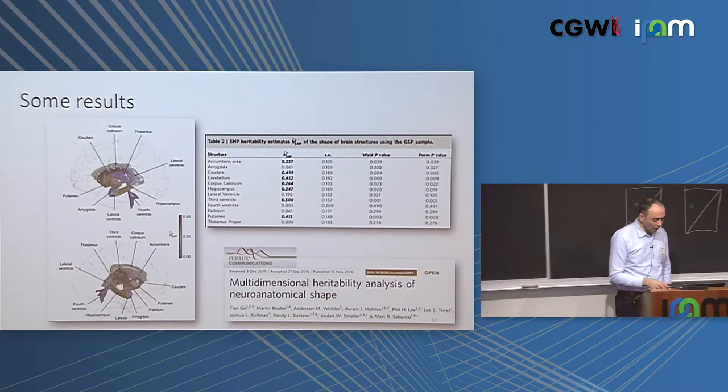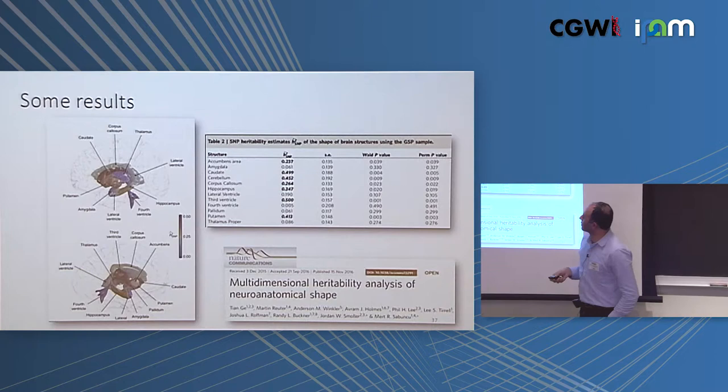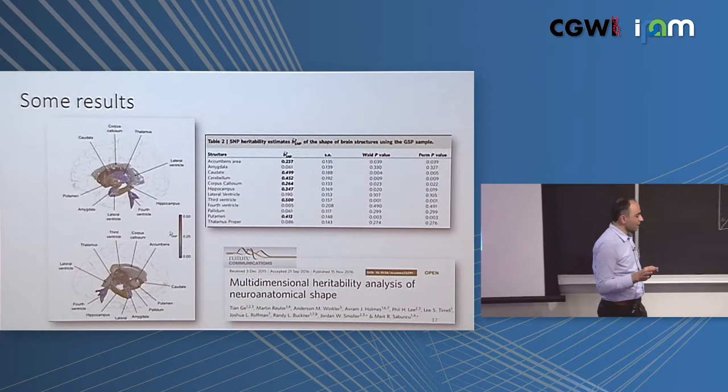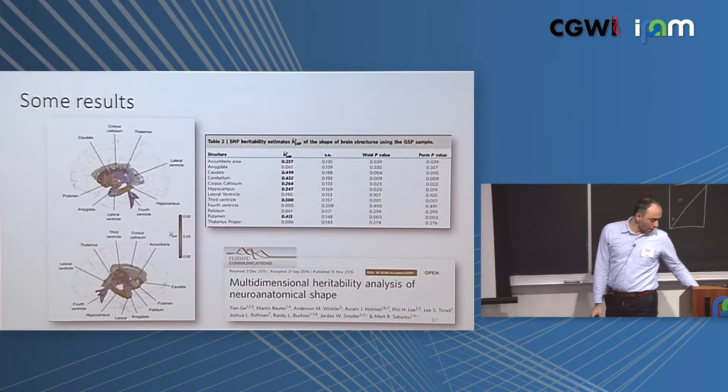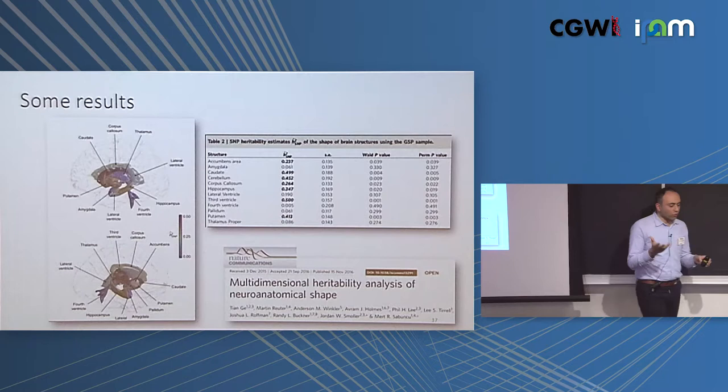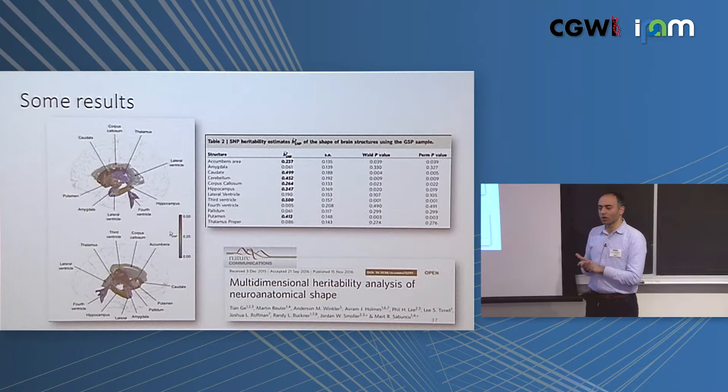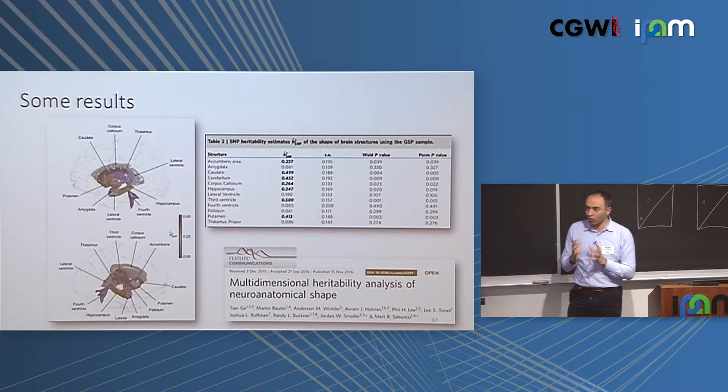What I'm showing here is a map of the heritability of the different structures of the brain. You see that the red areas are more heritable, and as we go toward the blue it is less heritable. So they showed that you can talk not only about simple measurements such as cortical thickness or vertices, but you can also talk about heritability of shape, which are more complicated notions.